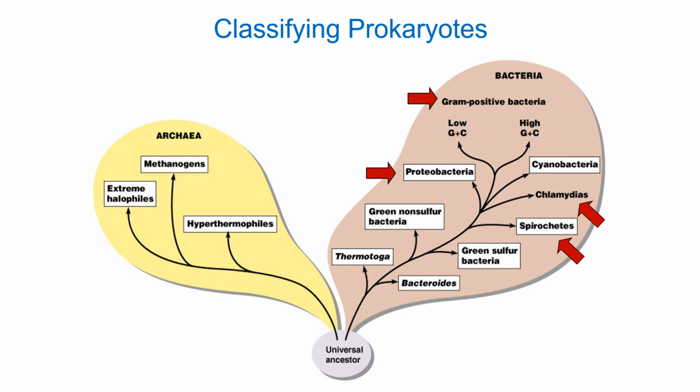The gram-positive bacteria have a plasma membrane that's surrounded by a very thick layer of peptidoglycan. We can identify that by simple staining techniques in the lab. We have the proteobacteria, which is a really big group. It includes the bacteria that gave rise to mitochondria. We'll talk about that in our next topic. It includes E. coli and a whole bunch of other important bacterial species.